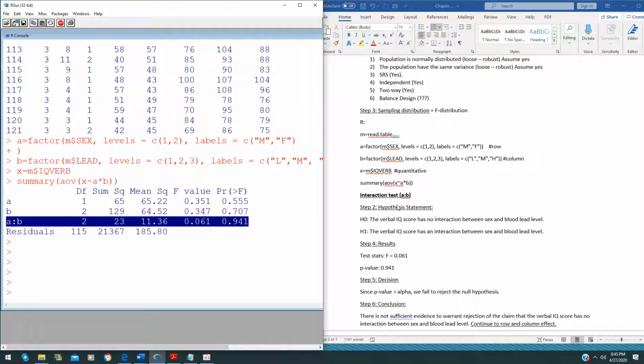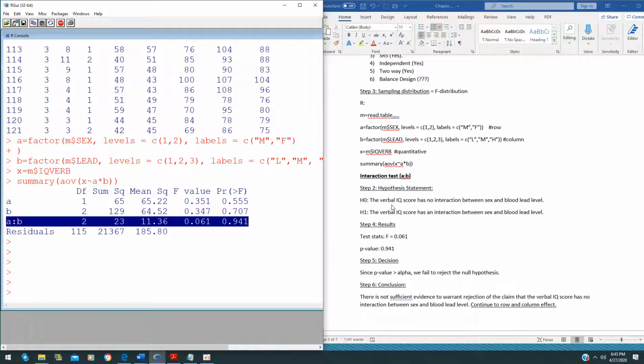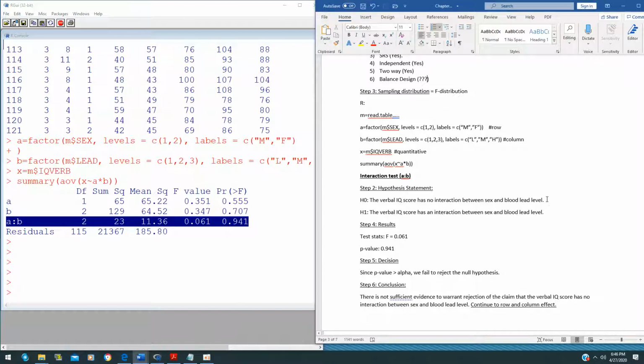Because that's the interaction test. So this is the first thing you do here. It's an interaction test. So how do we perform the hypothesis statement here? The null hypothesis: the verbal IQ score has no interaction between the sex and the blood level. So this is always no. And then the alternative hypothesis: the verbal IQ score has an interaction between the sex and the blood level.